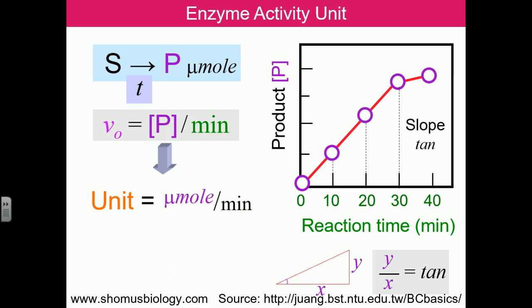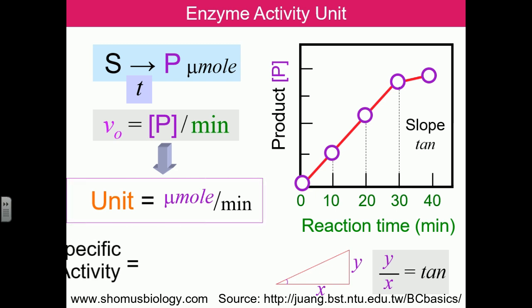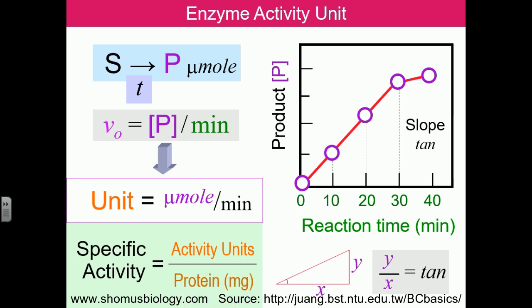And what is specific activity? Specific activity equals the value of activity units divided by the protein amount in milligrams. So determination of enzyme activity is the determination of the resulting product per unit of time. As shown in this figure, if the product is expressed as micromoles catalyzed by the enzyme per minute, 1 micromole per minute is known as one activity unit.